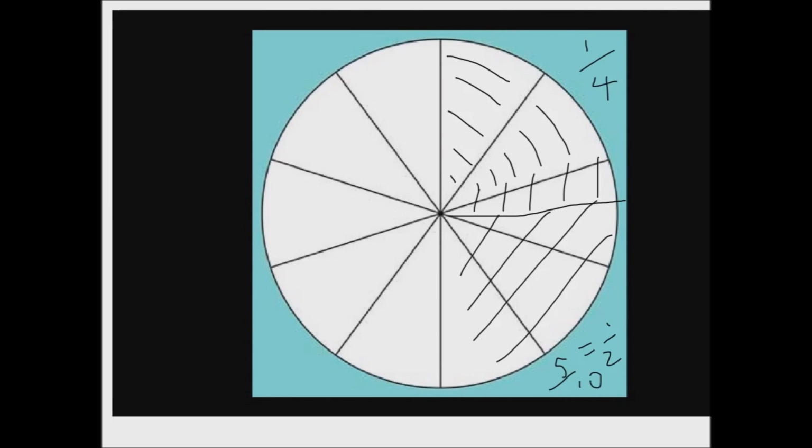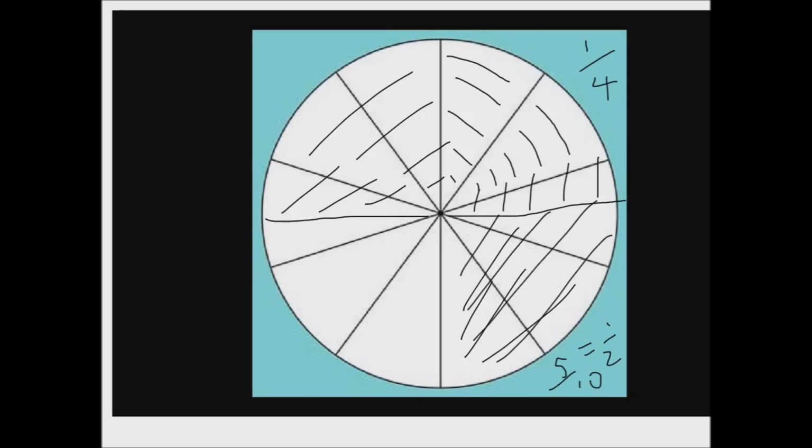If I now want to keep shading the circle so that 3/4 is shaded, I've got to shade another 2.5 slices to make it up to 3/4. So I shade 2 slices and then I make half of a slice and I shade that, and now I have shaded 3/4 of this circle because I have actually shaded 7.5 slices.